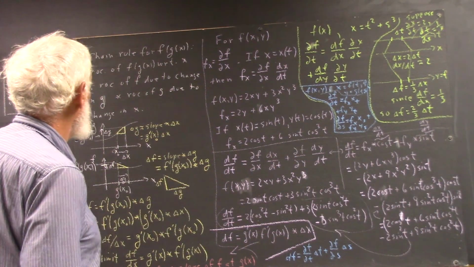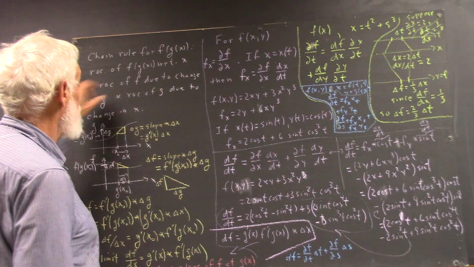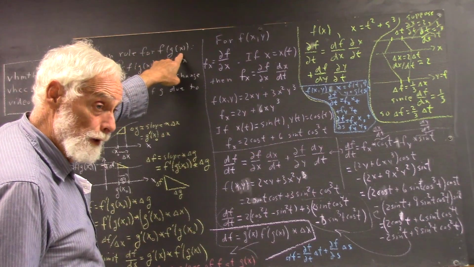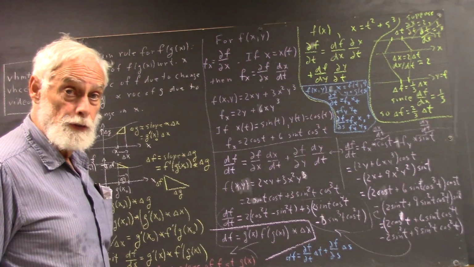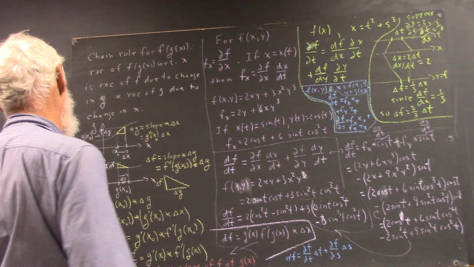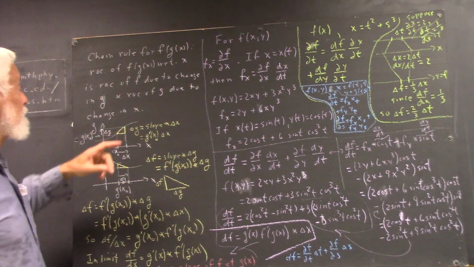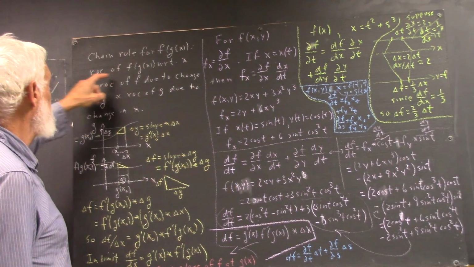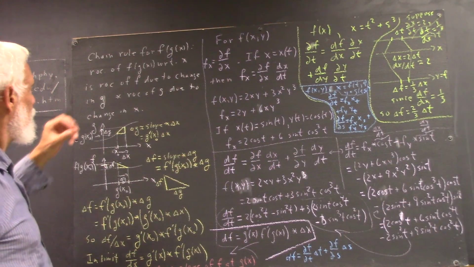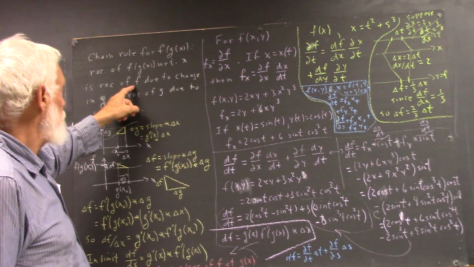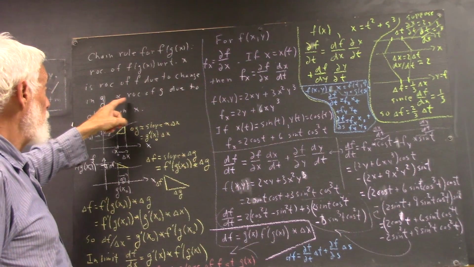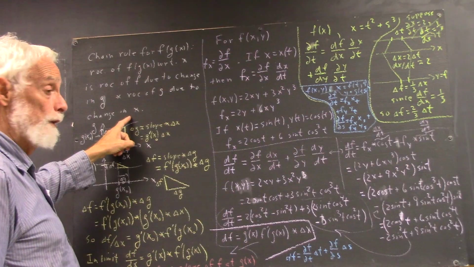Okay, just reviewing the chain rule for a composite of functions of a single variable x before we start talking about chain rules for functions of two or more variables. It says that the rate of change of f of g of x with respect to x is the rate of change of f due to whatever change there is in g, multiplied by the rate of change of g due to the change in x.